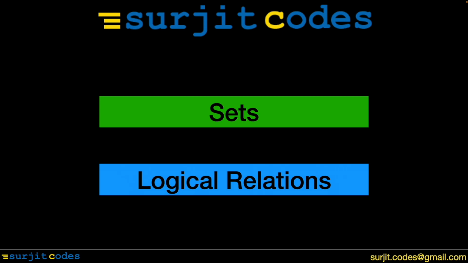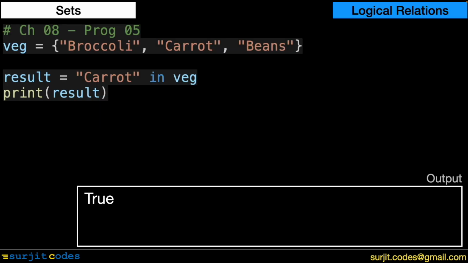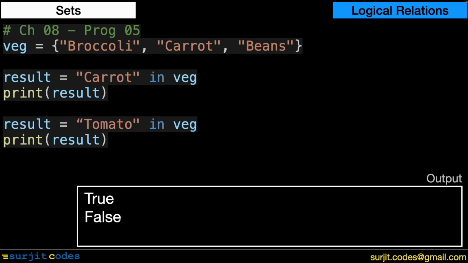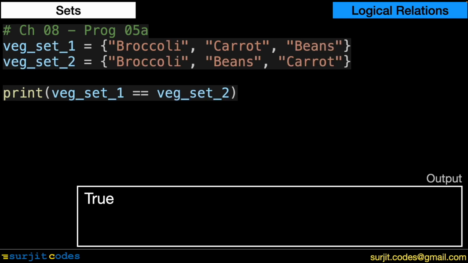Logical relations between the sets can be used in if statements or while loops. The in operator makes the containment check in a set. It is used to find the presence of an item in a set. Carrot in veg is true, while tomato in veg is false. In these two sets, items are the same, so the equivalence operation between them is true. While for these two sets, not equivalence is true because items are not all the same in the two sets.